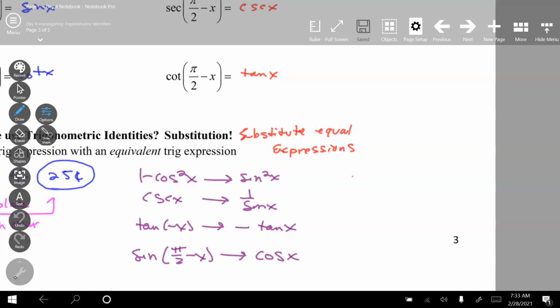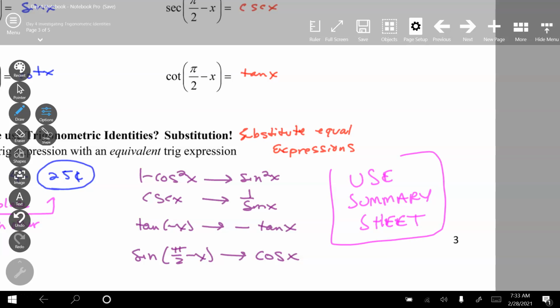And all these items are on that summary sheet, so we're going to use that pink summary sheet to do all these substitution tricks. Get rid of something by rewriting it as something else to make my life easier.